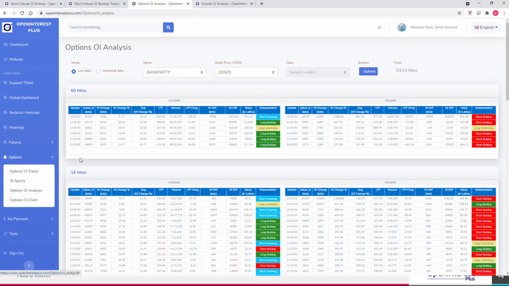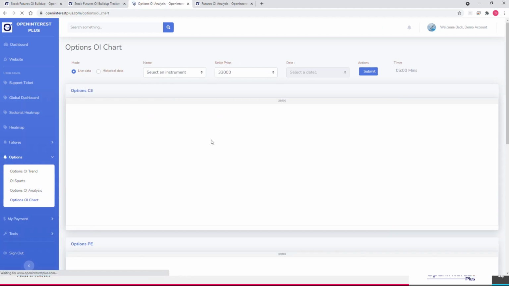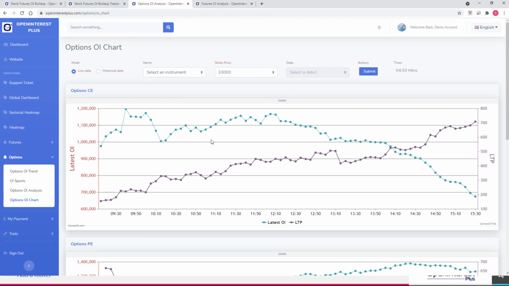So this is about options OI analysis, and the last option is the options OI chart. This is again a graphical representation of the option. Whatever strike rate is selected here, you will have the data, and this is the latest OI, and this is the LTP. If you look after 2:25, you can see that the LTP started moving all because the shorts started covering. So the long build up, the shorts started covering, and the LTP prices started moving. Because of the short covering, the price rallied.